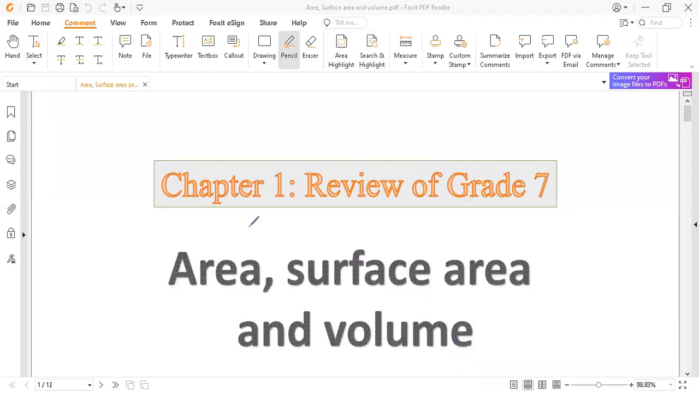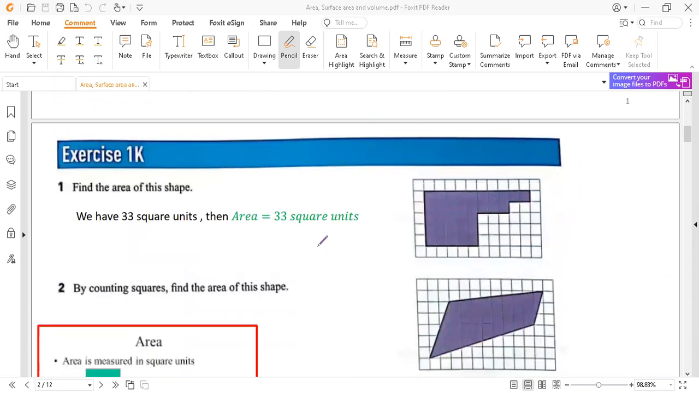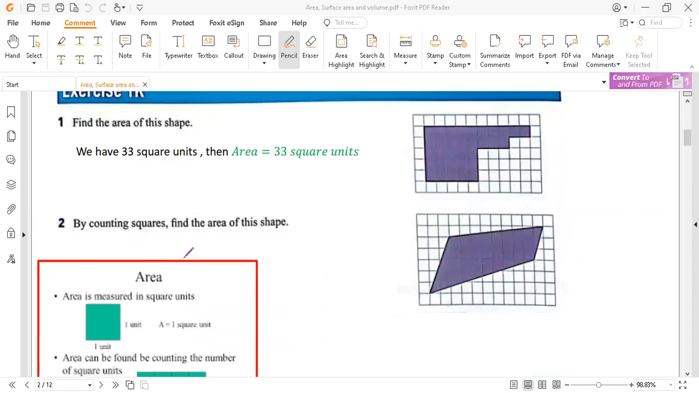Hi everyone, we're still in chapter 1 as a review of grade 7. In this session, we will revise some information about area, surface area, and volume. First of all, we should know that area is measured in square units. If the length unit is centimeters, we obtain the area in centimeters squared. And if it's millimeters, we obtain the area in millimeters squared.